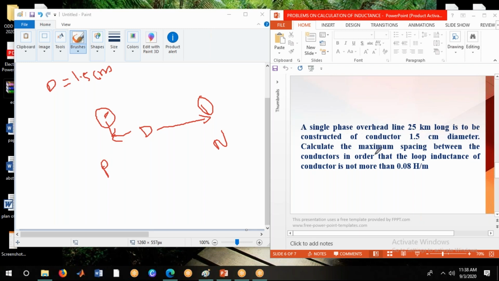Now here, what is to be calculated is the maximum spacing between the conductors in order that the loop inductance is not more than the given value. So what is the total inductance value for single phase? L equals to 10 power minus 7 log d by r dash.